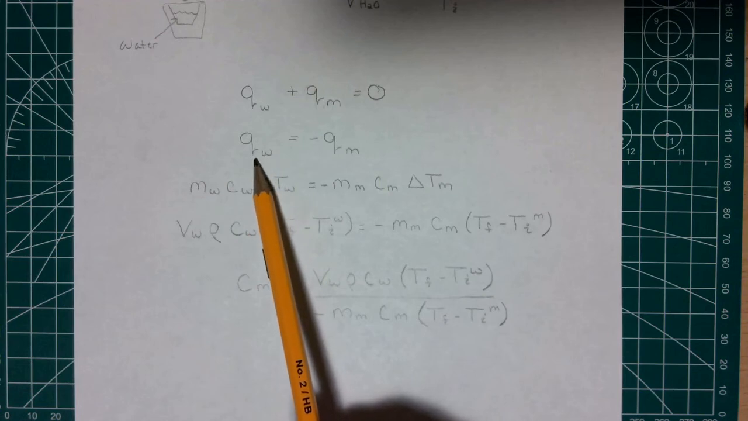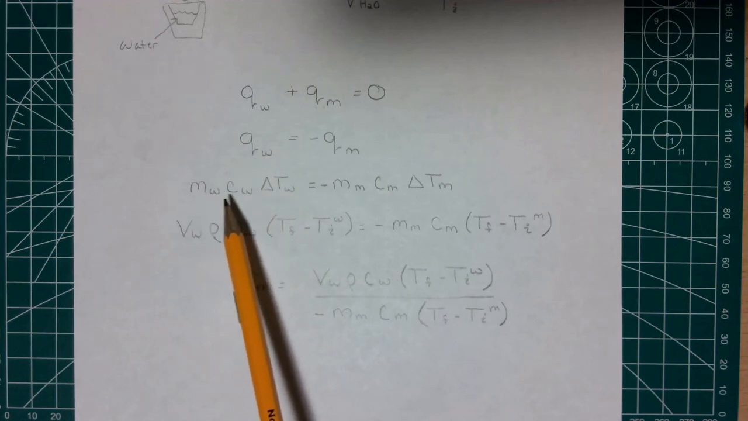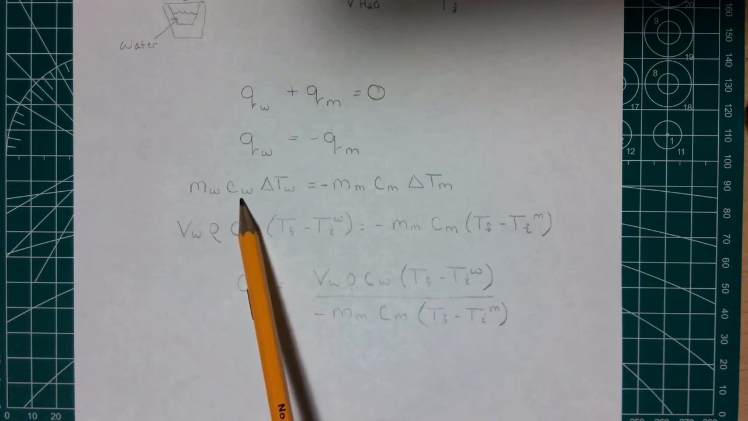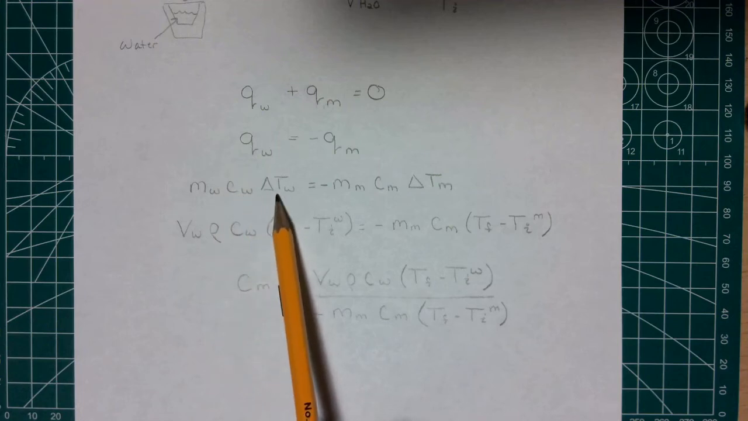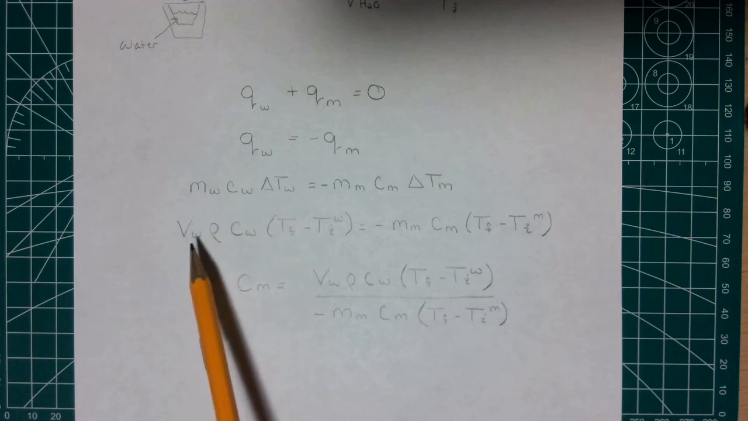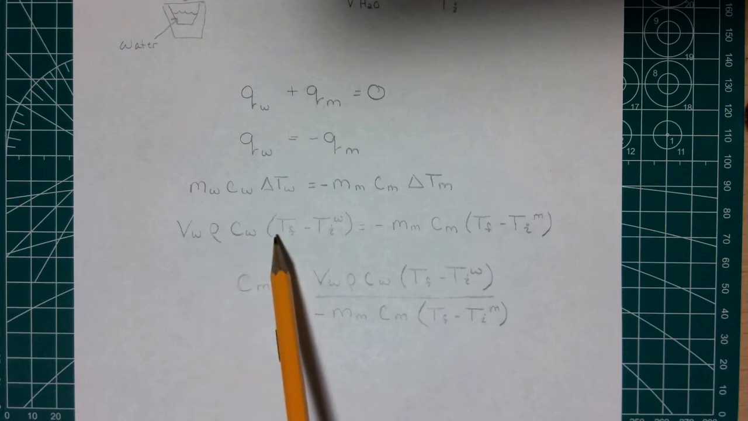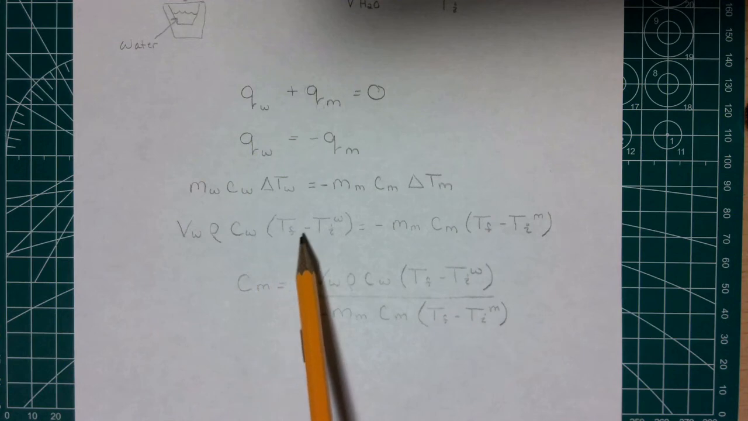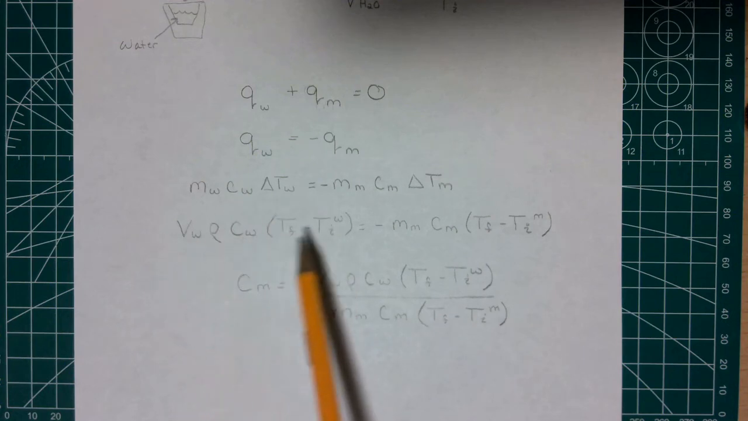The heat of the water is going to be the mass of the water times the specific heat capacity of the water. Again, 1 calorie per gram degree Celsius times the change in temperature of the water. Okay? We're going to have to do our same trick here. We're going to take the volume of the water times its density times the specific heat capacity. We have our final temperature here and our initial temperature. We can solve all of these.